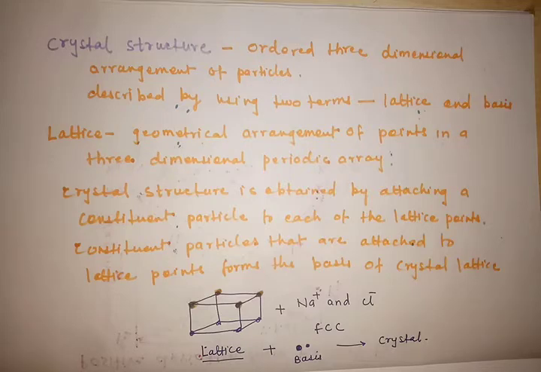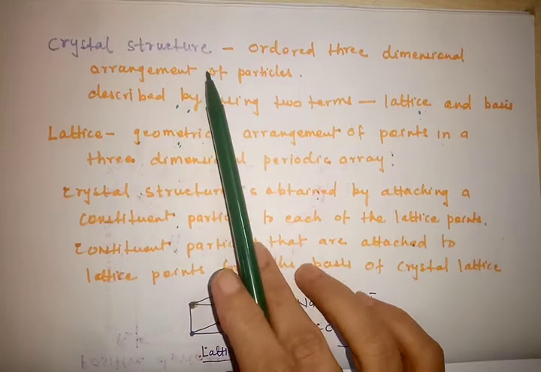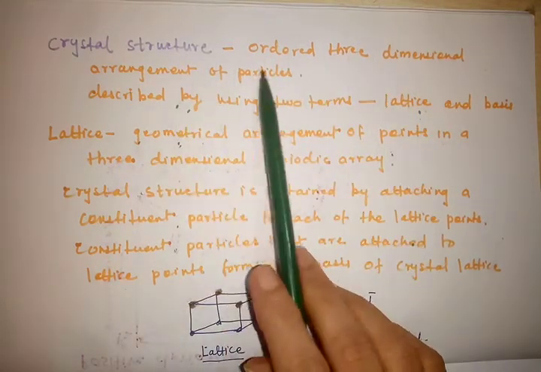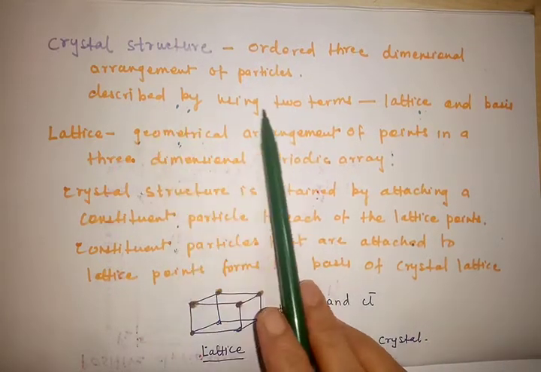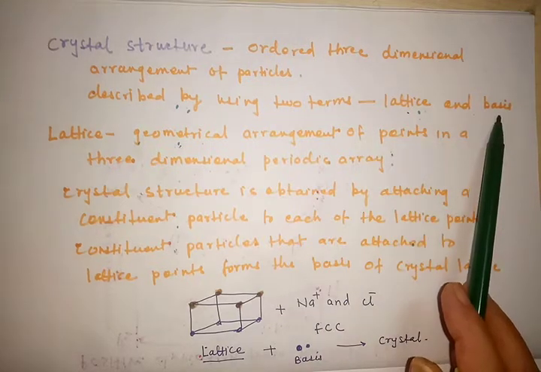Hello students, we will start with the next lecture, that is about the unit cells and its type. Before proceeding to the unit cell, let us see what a crystal structure is. The crystal structure is nothing but the ordered three-dimensional arrangement of particles, which is described by using two terms. One is lattice and another is basis.